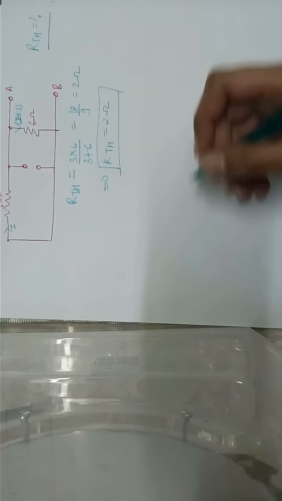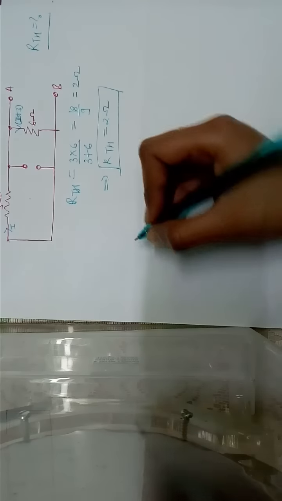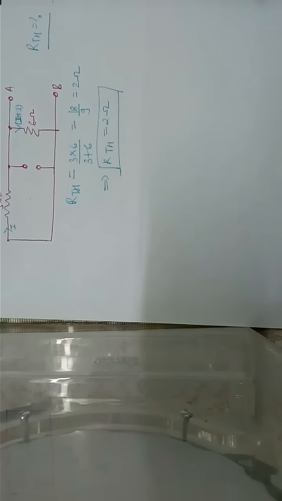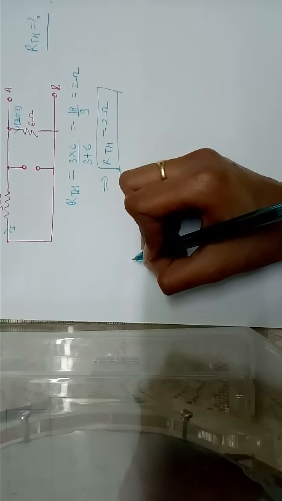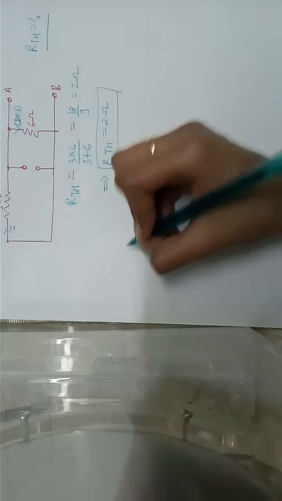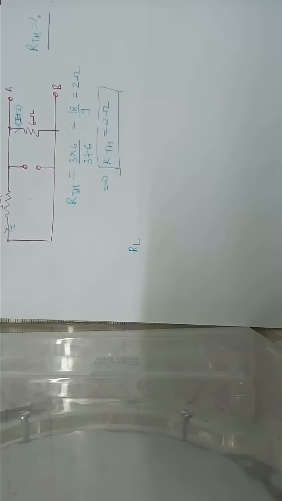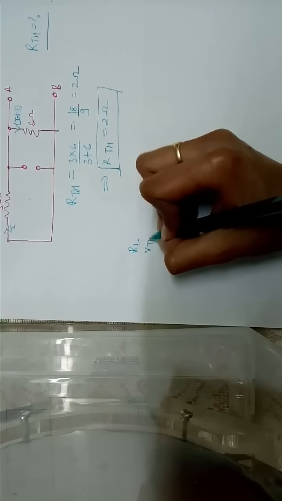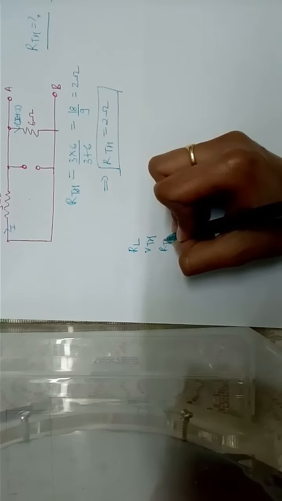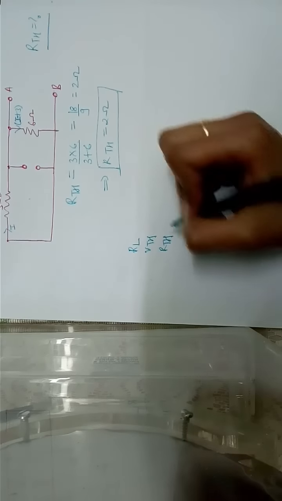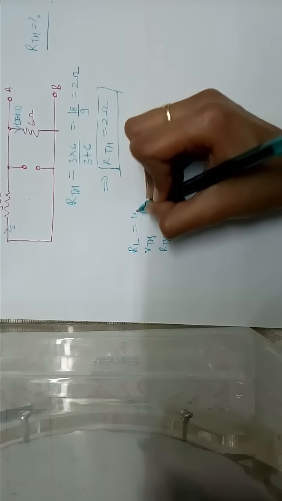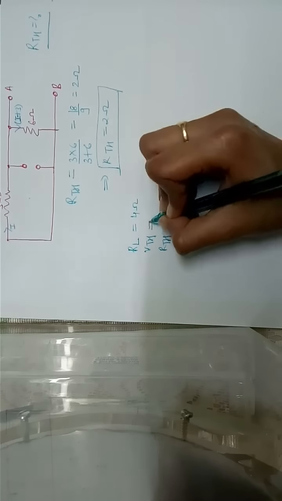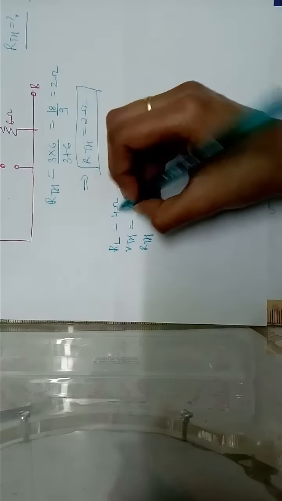Fine. Now, coming to the last step. Before actually summing it up, we must write once again all the results that we have got till now. The first one was RL, the second one was VTH, the third one was RTH. RL was 4 ohm, the load resistance. VTH was, once again, 24 volts.